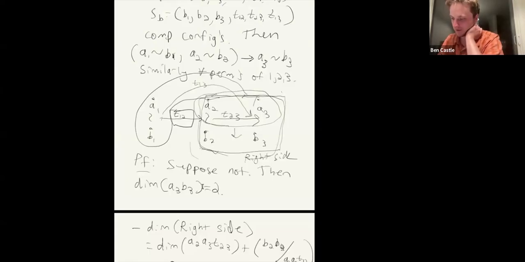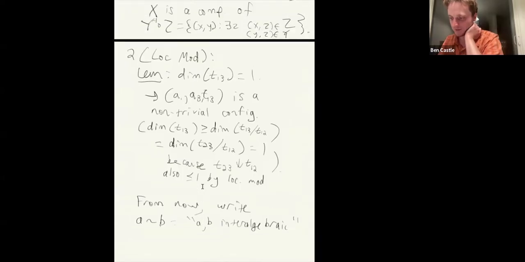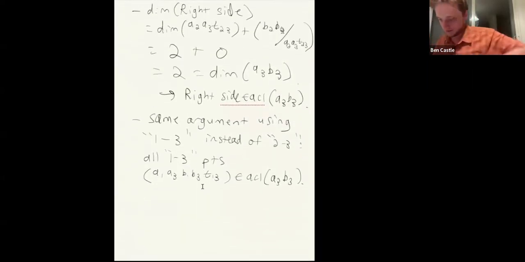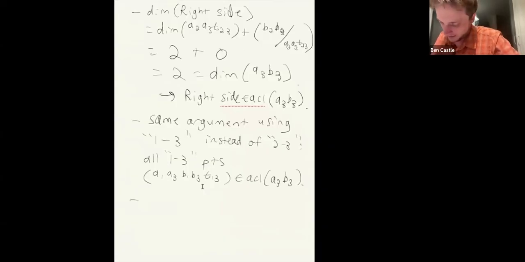But we also actually have T1,2 as well. Why do we have T1,2? Because we have T1,3 and we have T2,3. And we just proved this cancellation lemma that if you have 2 of the T's, then you have the third. So, in fact, this means that the last point that we have not yet addressed is also in the ACL of T1,3, T2,3, which is also contained in the ACL of A3, B3.